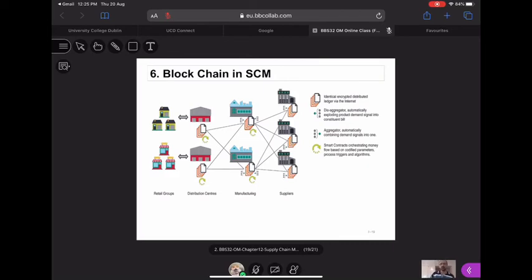Okay. I just want to cover this because this is what companies are doing today. They are using blockchain in order to make their supply chain management much, much better.